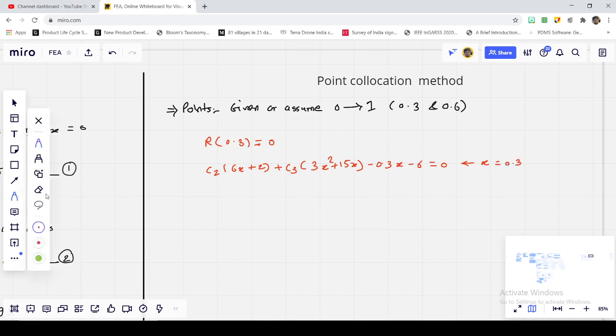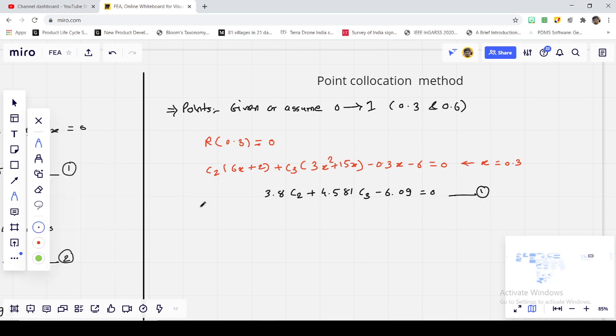So you will get the final equation. If you simplify, you will get 3.8 c2 plus 4.581 c3 minus 6.09 is equal to 0. We will be labeling this as 1.